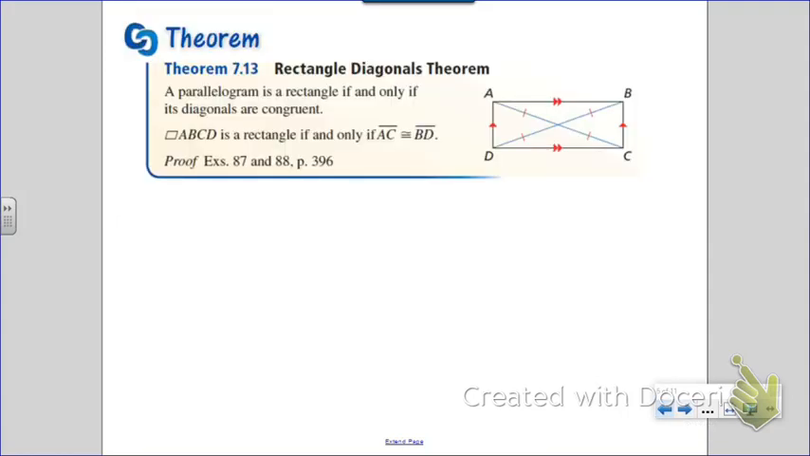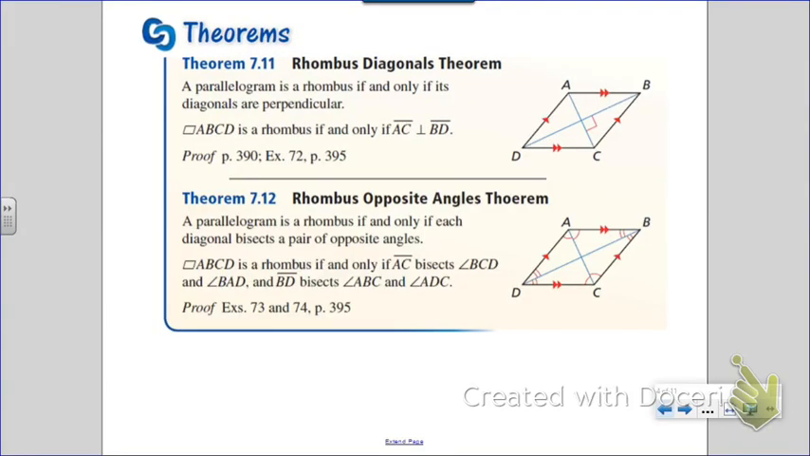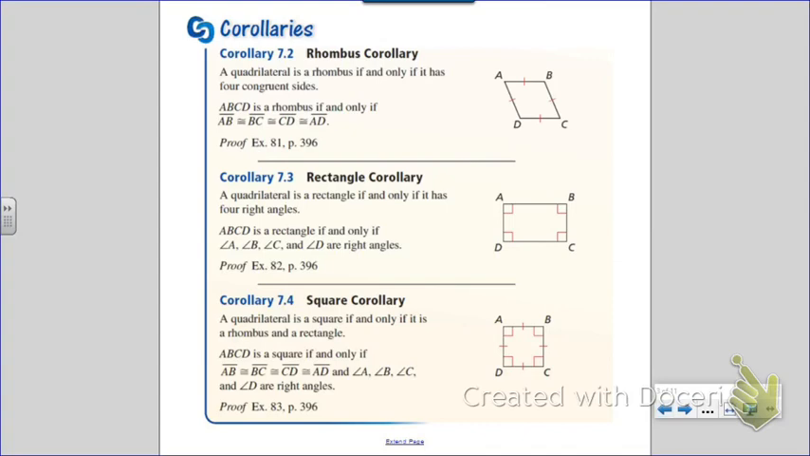Going back for just a second, keep in mind that a square is also a rhombus and a rectangle. So it includes all of the properties of a rectangle and a rhombus, as it shows here.